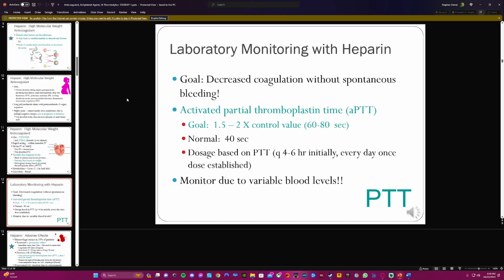Excretion is renal. Laboratory monitoring with heparin: the goal is decreased coagulation without spontaneous bleeding. It is activated partial thromboplastin time, APTT. Goal is 1.5 to 2 times control value, which is 60 to 80 seconds. Normal is 40 seconds. Dosage is based on PTT, every 4 to 6 hours initially, then every day once the dose is established. Monitor due to variable blood levels.